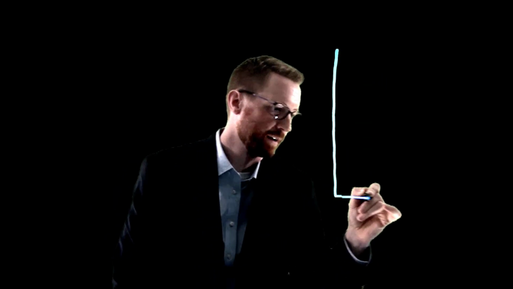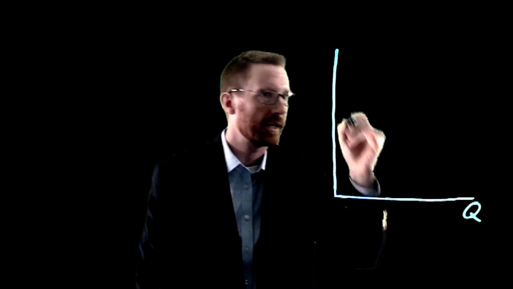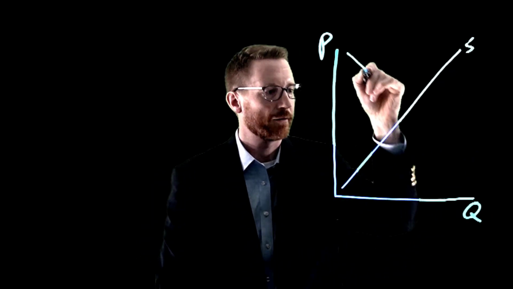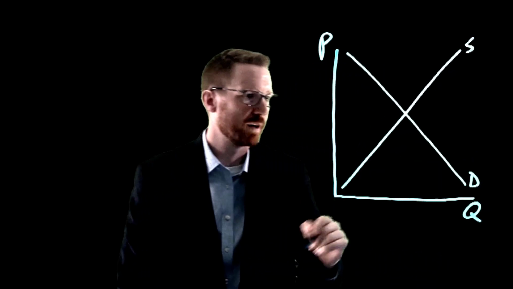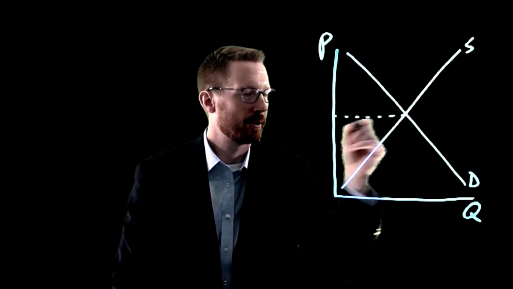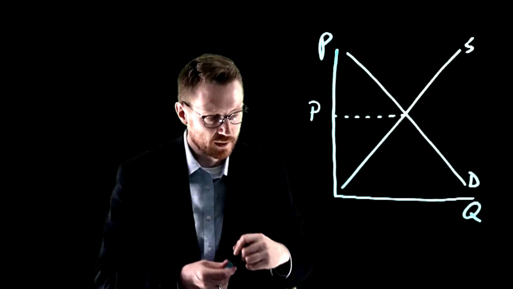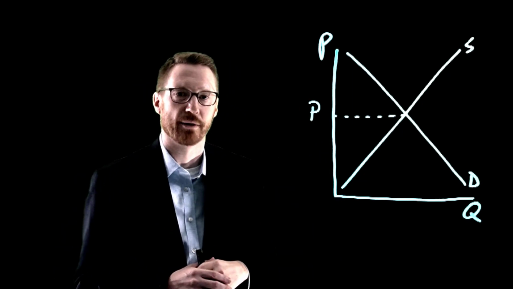To do that, let's start by just setting up a supply and demand diagram, and then we'll tell the story around it. So if we set up a diagram, we've got quantity, we've got price, put in an upward sloping supply curve, downward sloping demand curve, and we'll label in our price. So let's tell a story around this.